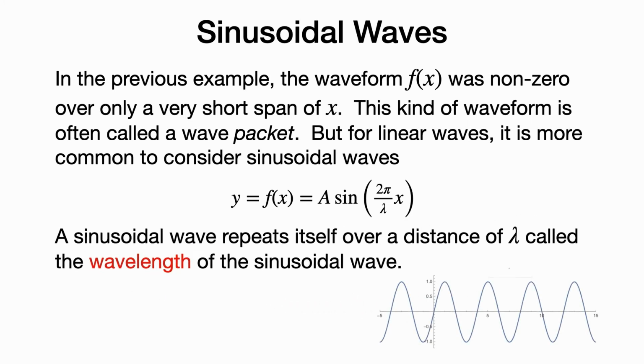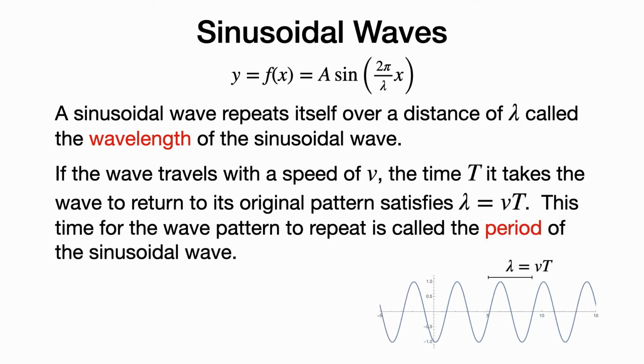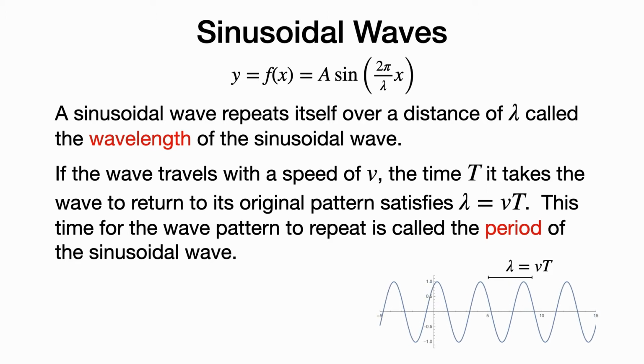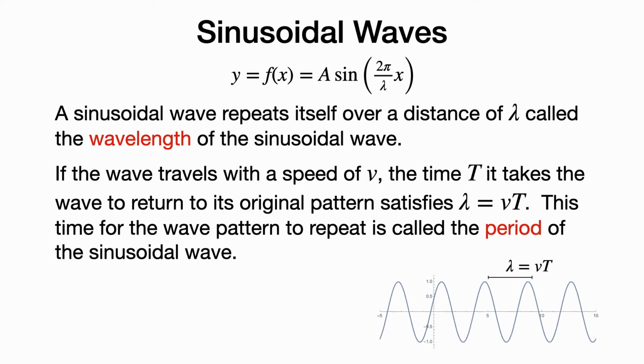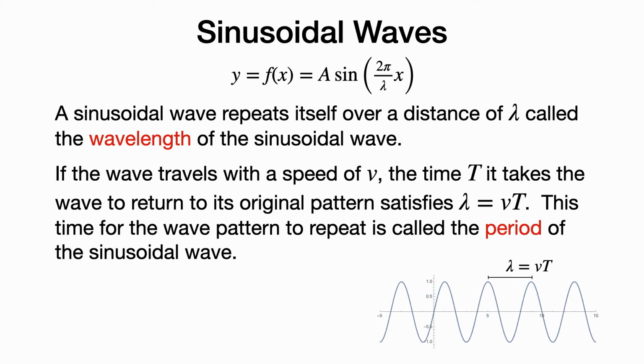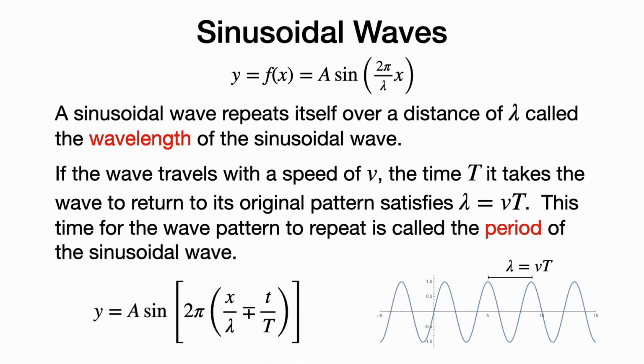A sinusoidal wave repeats itself over a distance of lambda called the wavelength of the sinusoidal wave. If the wave travels with a speed of v, the time capital T it takes the wave to return to its original pattern satisfies that the wavelength is equal to the speed times capital T. This time for the wave pattern to repeat is called the period of the sinusoidal wave. And in terms of the wavelength and period, we can rewrite the equation for a sinusoidal wave as A times sine of 2 pi times the quantity x divided by lambda minus or plus t divided by the period, where the minus sign corresponds to a right-moving wave and the plus sign to a left-moving wave.